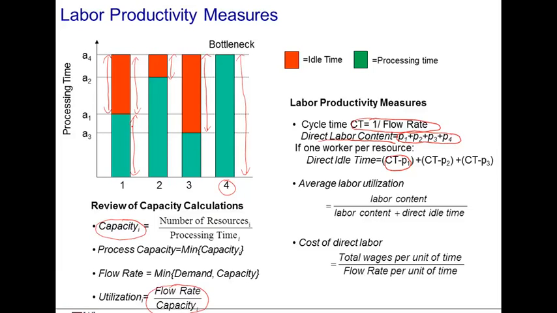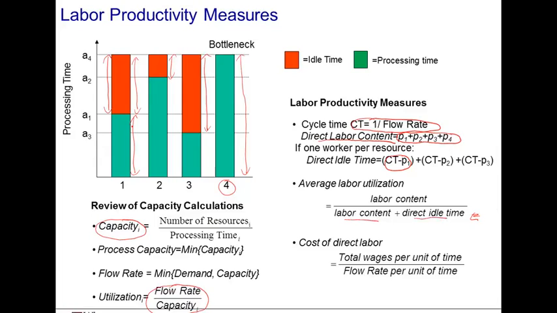amount of idle time. We can then define the average labor utilization in the process as a ratio between the labor content, remember the sum of the processing times, and the labor content plus all the direct idle time. The labor content really measures how much green there is in the process versus the labor content plus the direct idle time, the denominator here in this definition, captures how much time I have to be paying for in total, which is the labor content plus the idle time.